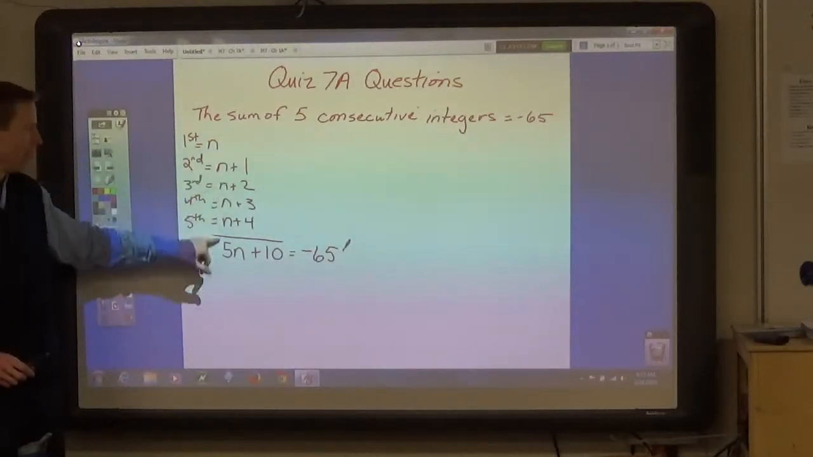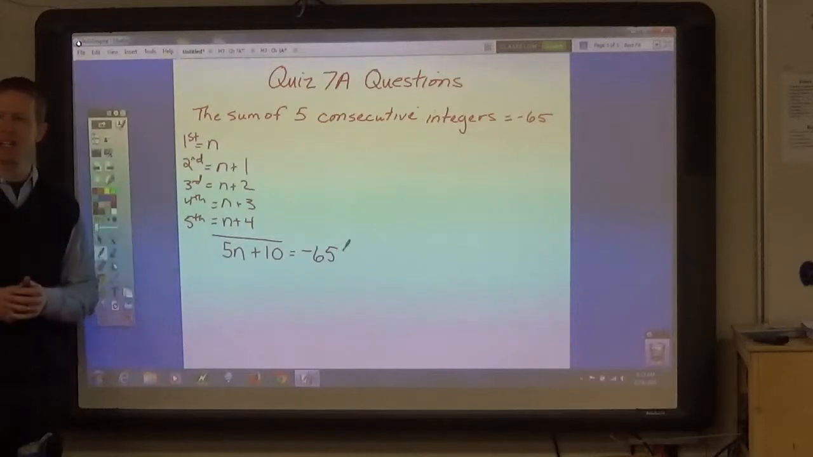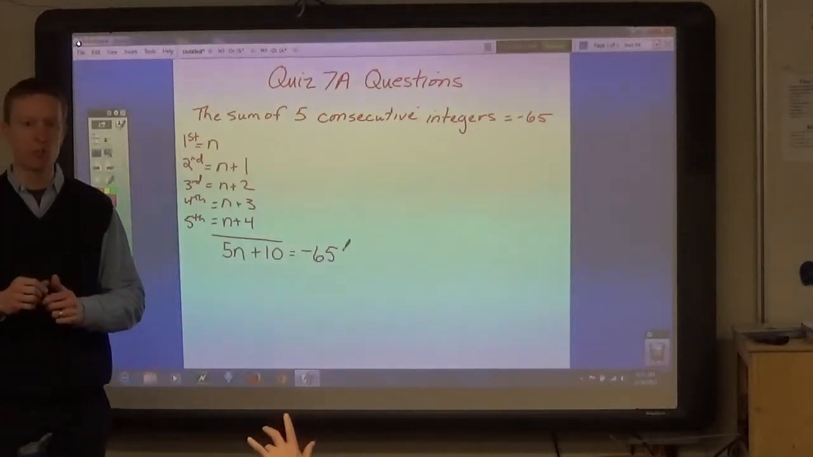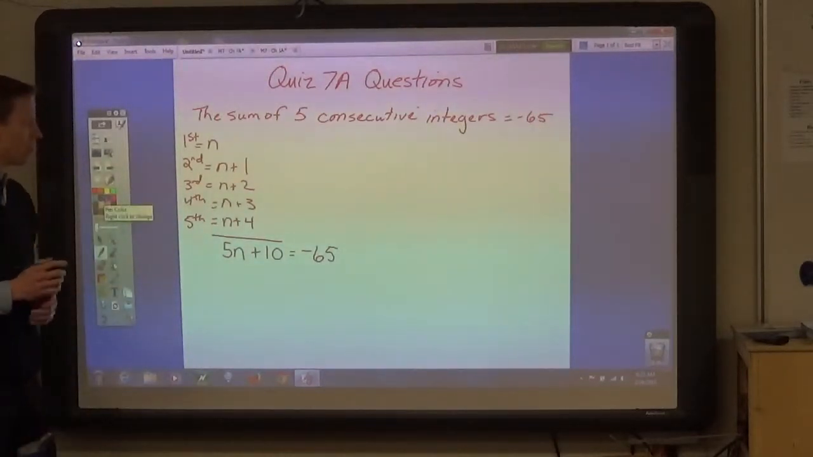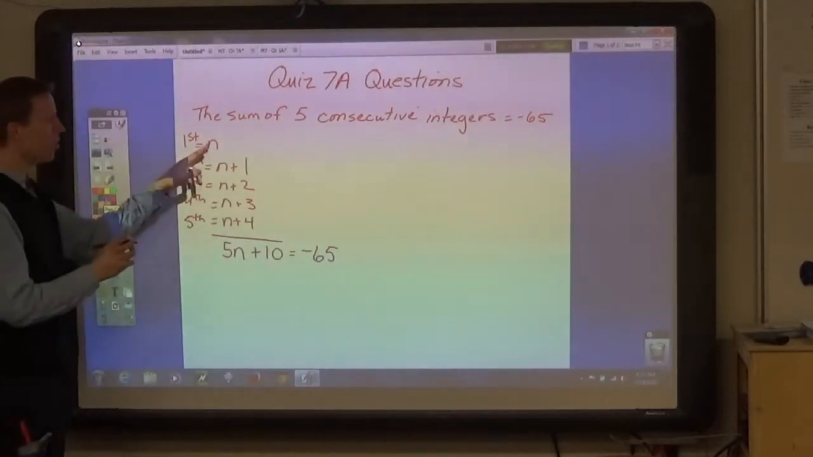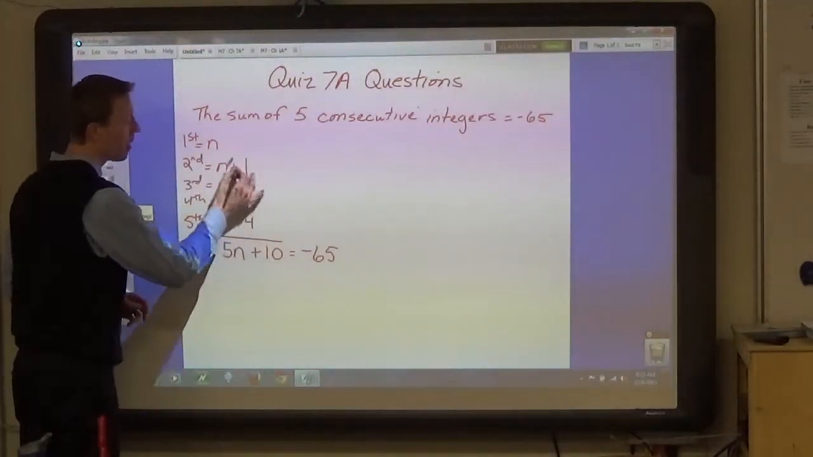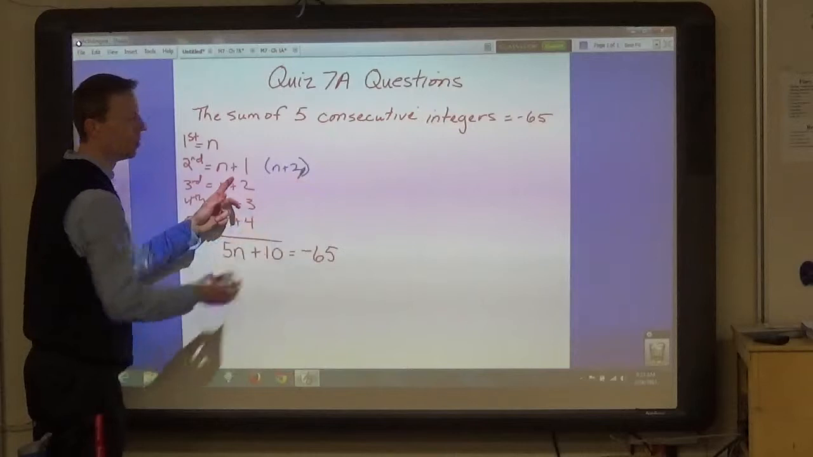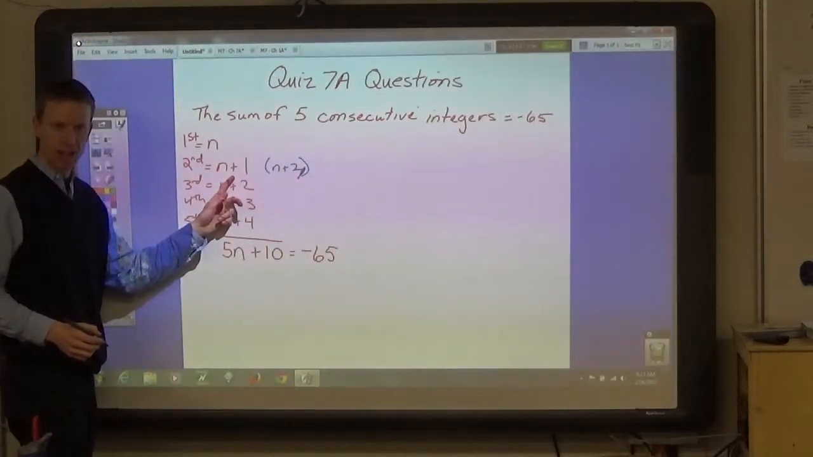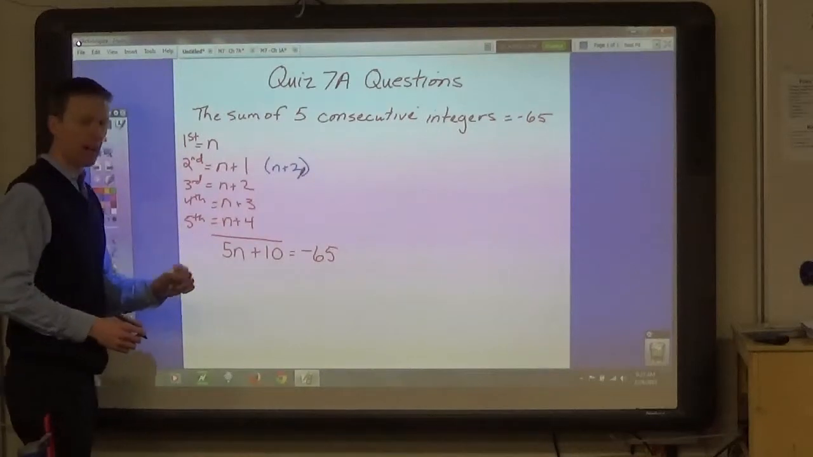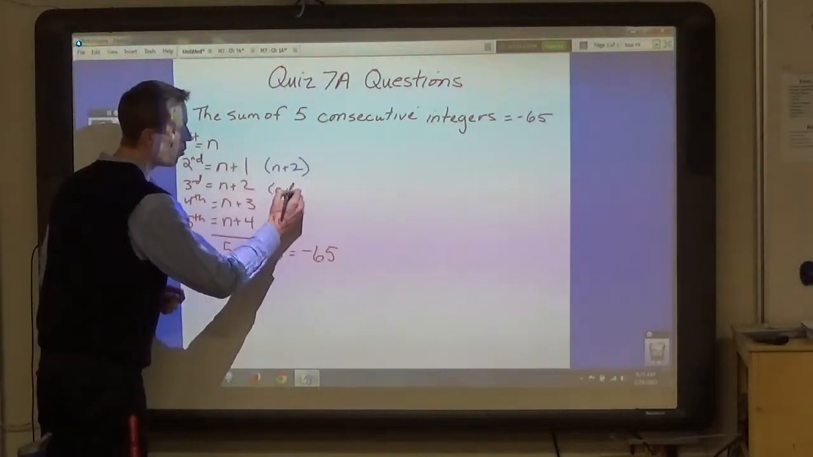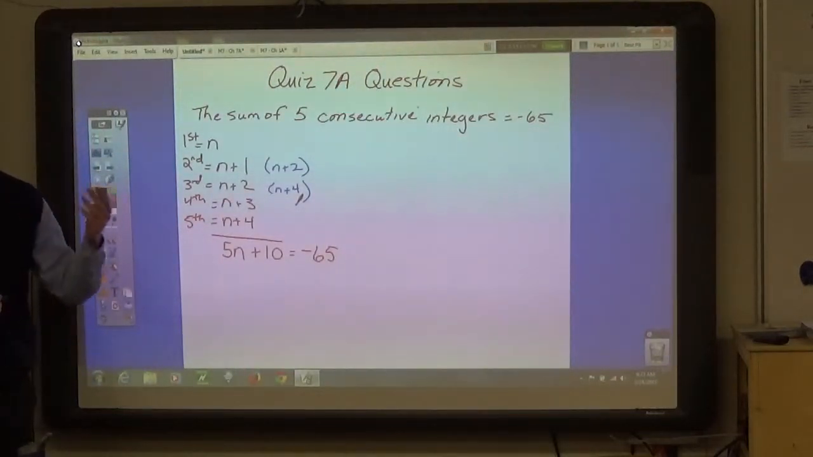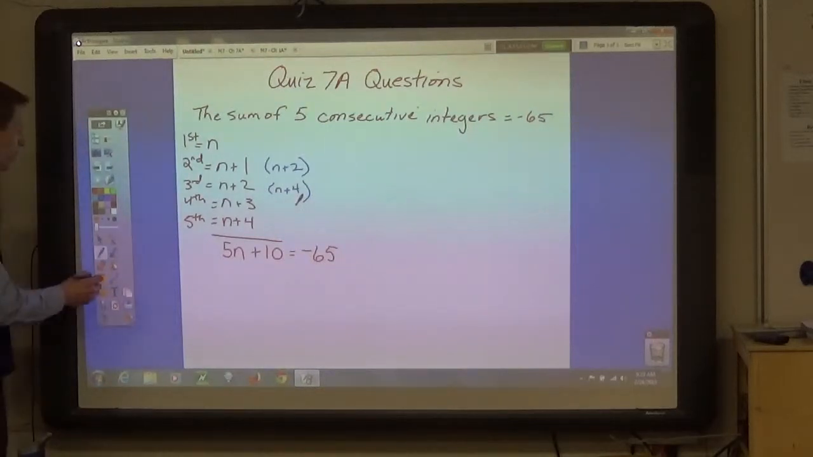Now, it may be 4 consecutive integers, it may be 3 consecutive integers, it might be 3 consecutive even integers. What if they were 3 consecutive even integers? Then you do n, skip n plus 1, because the next one would be n plus 2 if it was even or odd. You'd skip 1. And then the third integer would be n plus 4. That was the example we did yesterday, so you can review those as well.